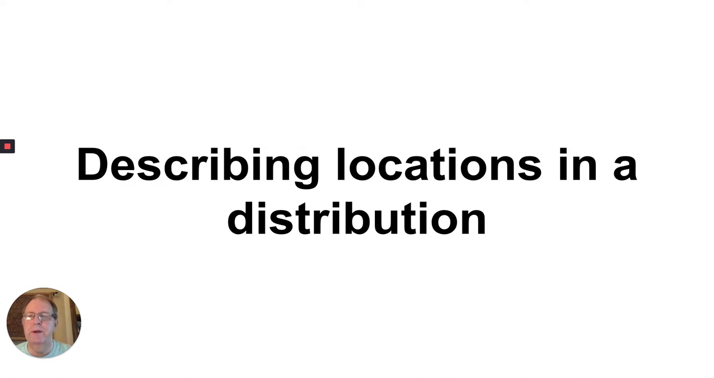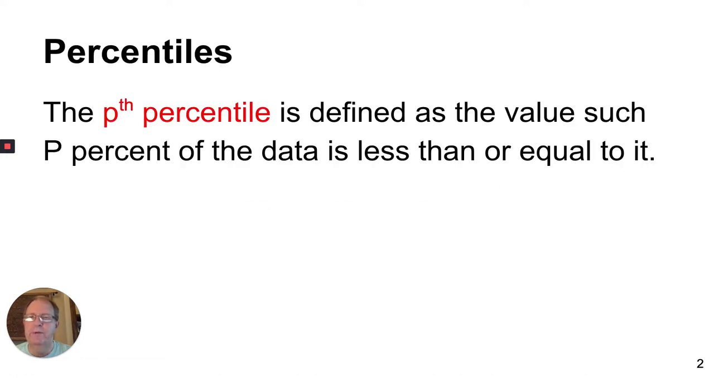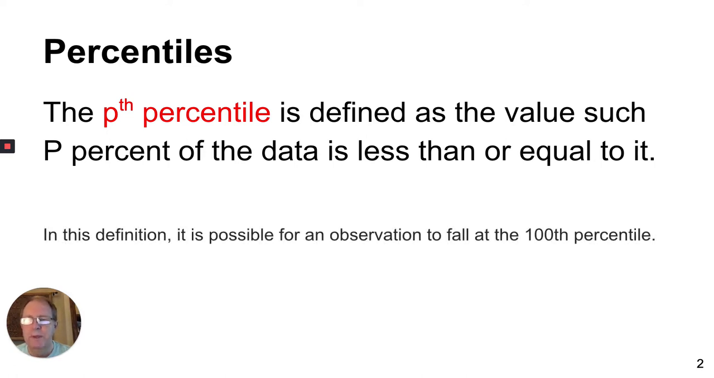Welcome to this lesson on describing locations of an observation within a distribution. One way to describe a location is to use the percentile. The pth percentile is defined as the value such that p% of the data is less than or equal to it. This is the definition we will use for AP Stats. There is another definition. If you want to know about that one, you can read about it in the textbook. In our definition, it is possible for an observation to fall at the 100th percentile.